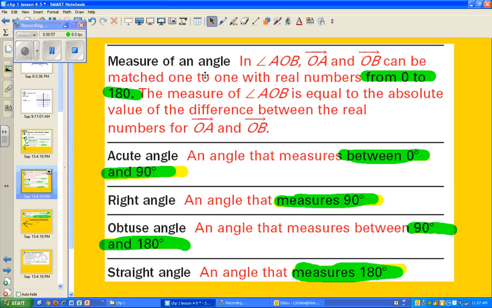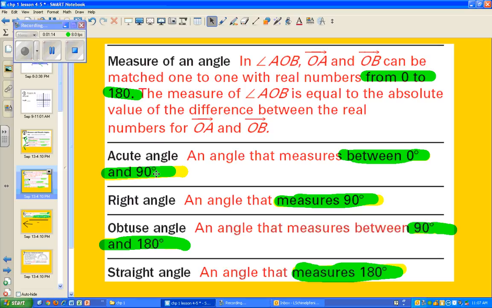The measurement of an angle. Although you can have measures of an angle larger than 180, and later we will have that, for this chapter you're always going to be looking at an angle between 0 and 180, so if you just want to highlight between 0 and 180, you can do that.